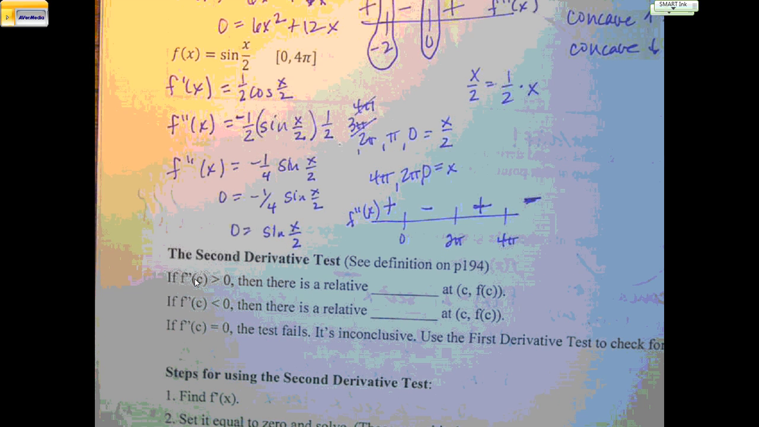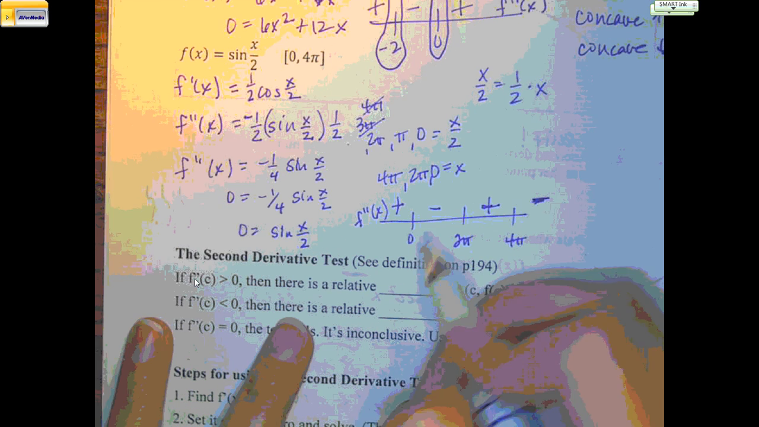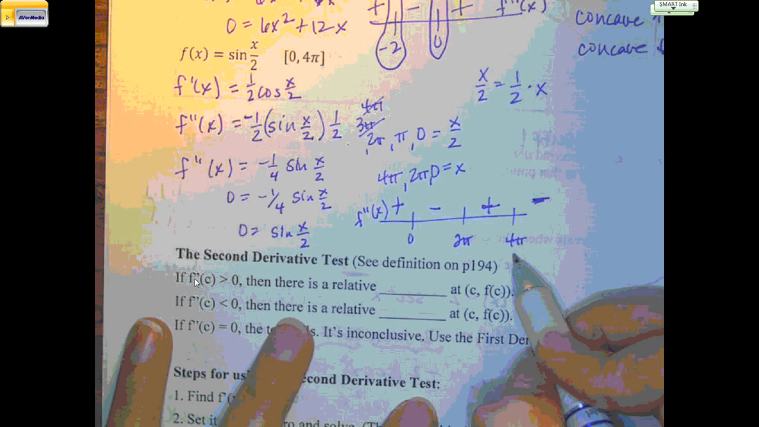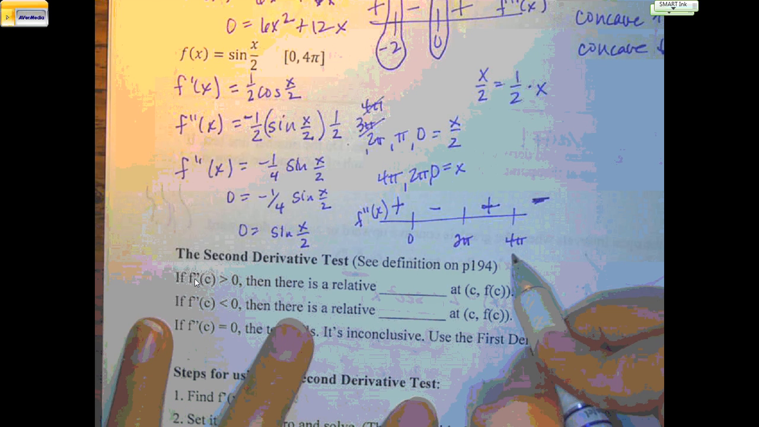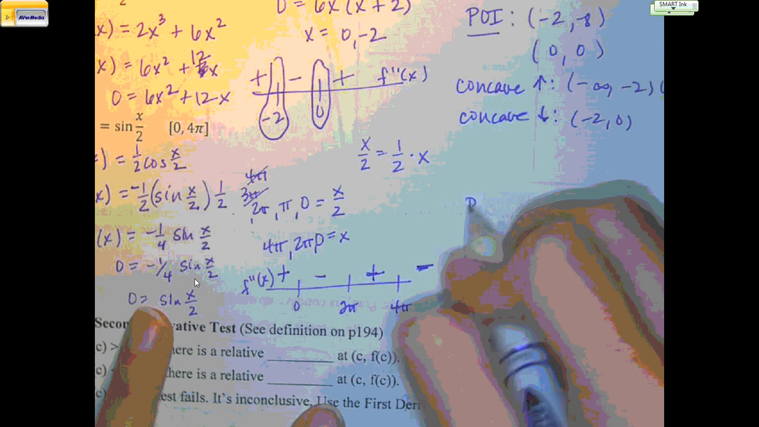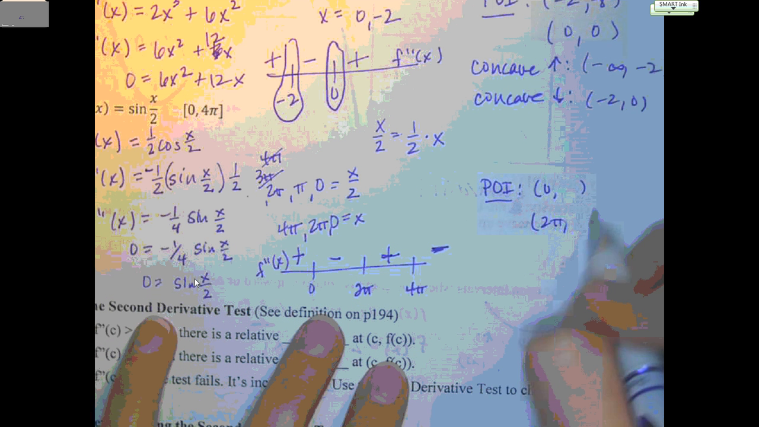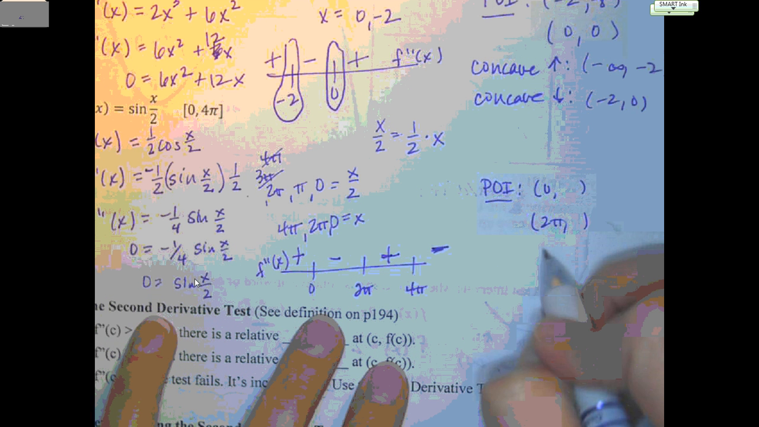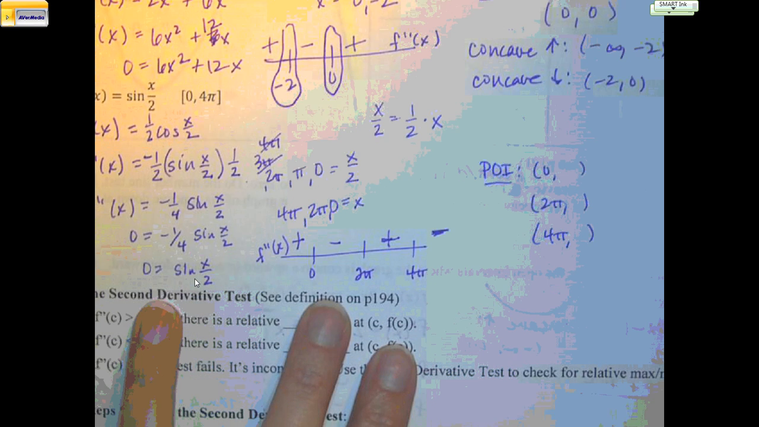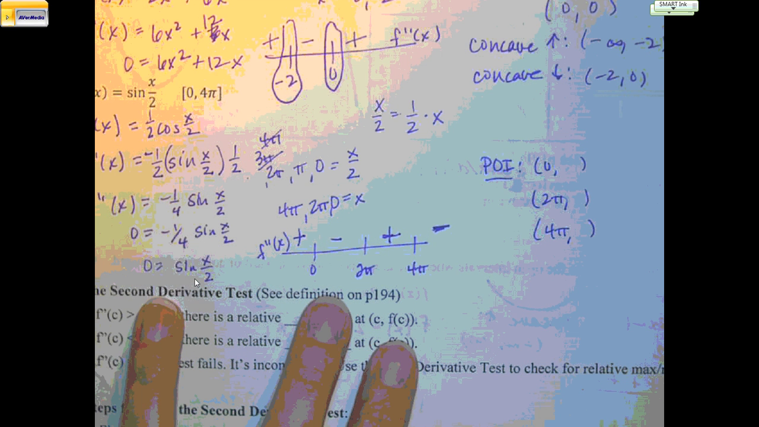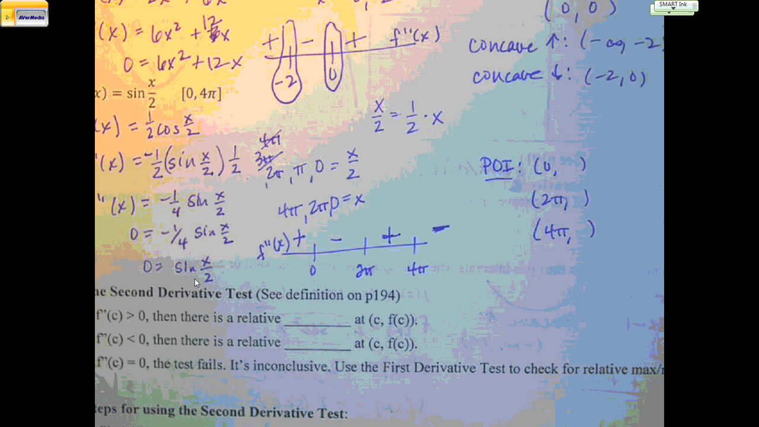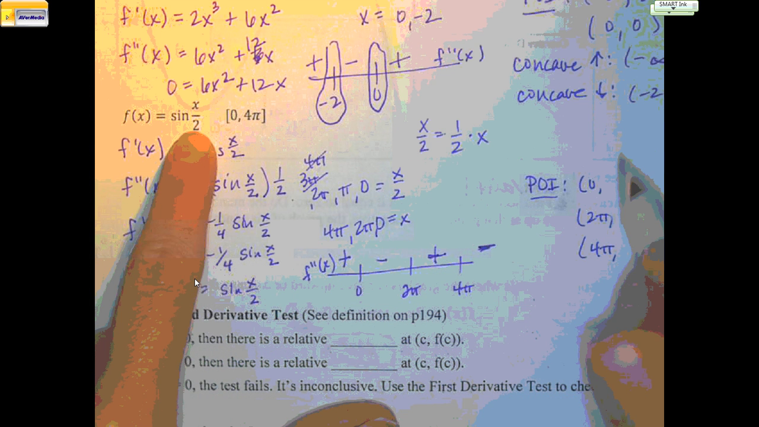Alrighty, so now we can kind of tell where we have points of inflection. Every one of these is a point of inflection. How come? Concavity changed. So points of inflection are going to be at 0 comma something, 2 pi comma something, and 4 pi comma something. How do you know what the something is? Into the original. I love that. So 0 into the original would be sine of 0, which is 0.